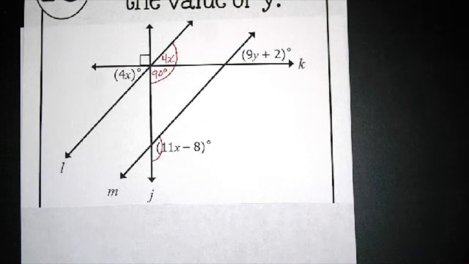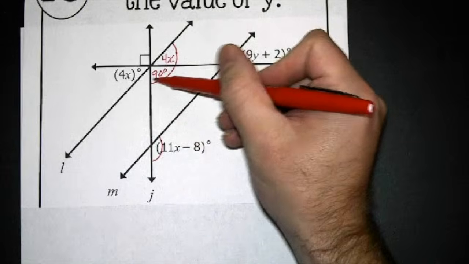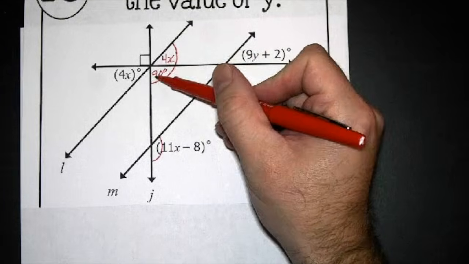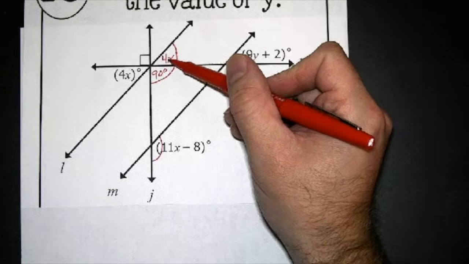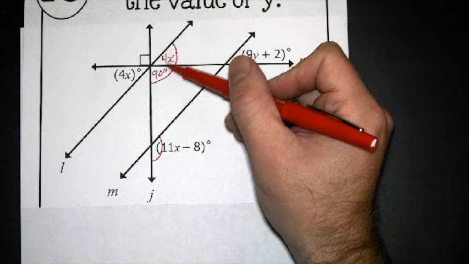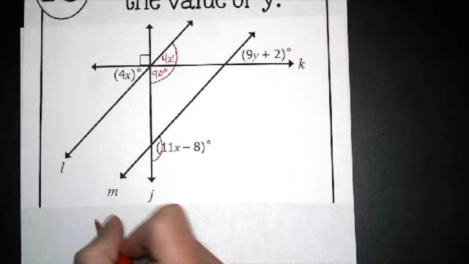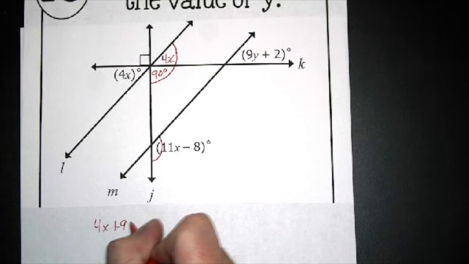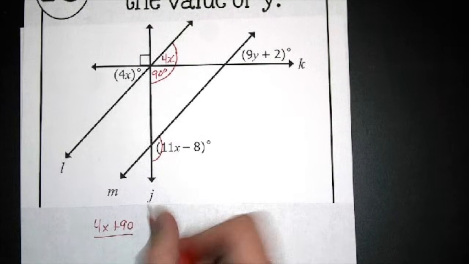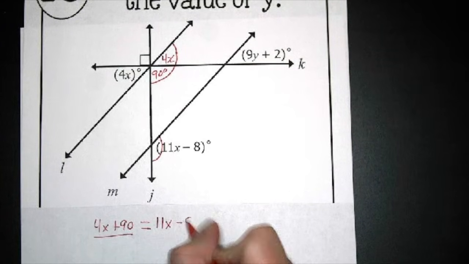Okay, so I said that this angle corresponds with this whole angle. But this whole angle is split into two parts. This part is 90 degrees, this part is 4x. So to get the whole angle, I just need to add these two together. And that will be equal to this. So this whole angle right here is 4x plus 90. And that's going to correspond to this angle, and we know corresponding angles are equal. So I'm going to set it equal to 11x minus 8, that angle.